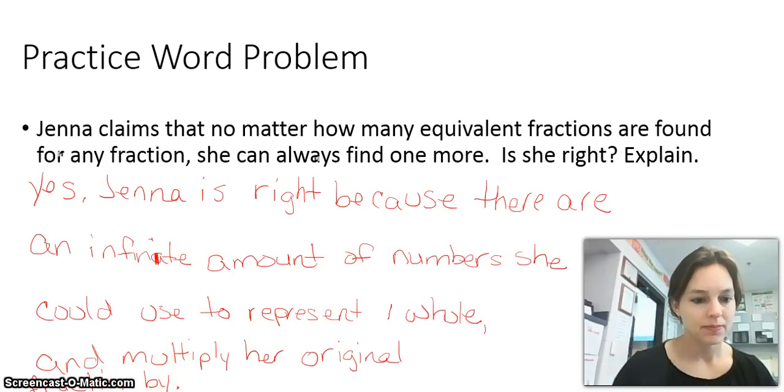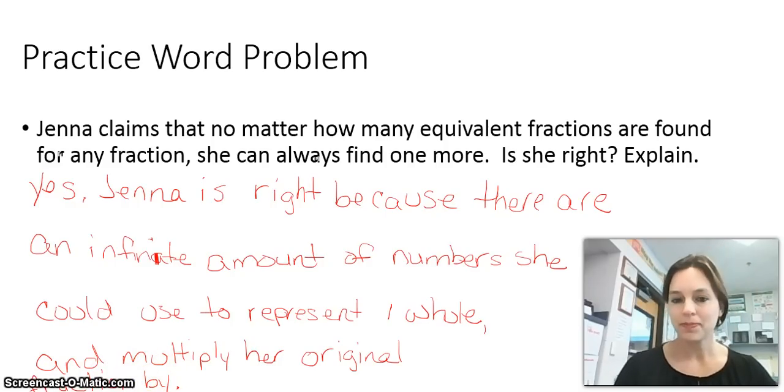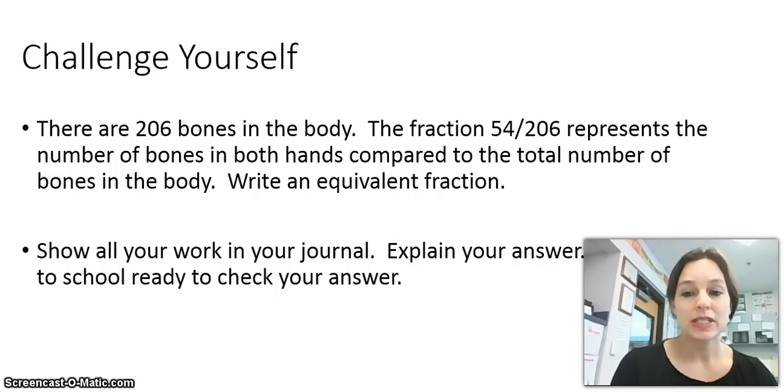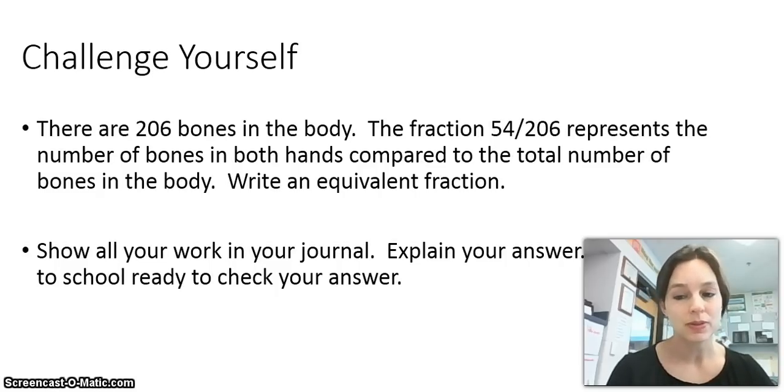All right, let's move on. So now you need to challenge yourself. There are 206 bones in the human body. The fraction 54 over 206 represents the number of bones in both hands compared to the total number of bones in the body. Write an equivalent fraction. Show all your work in your journal, explain your answer, and come back to school ready to check your answer.